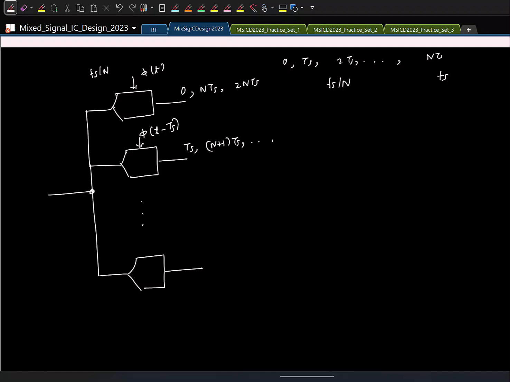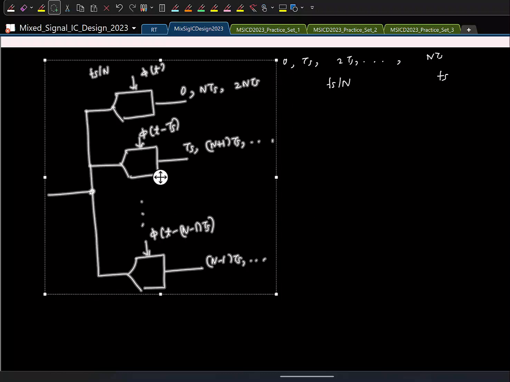For the third channel, it should be delayed by 2 Ts. For the Nth channel, not N Ts, so this will give the sample at (N-1) Ts. So of course now I get all these N outputs.